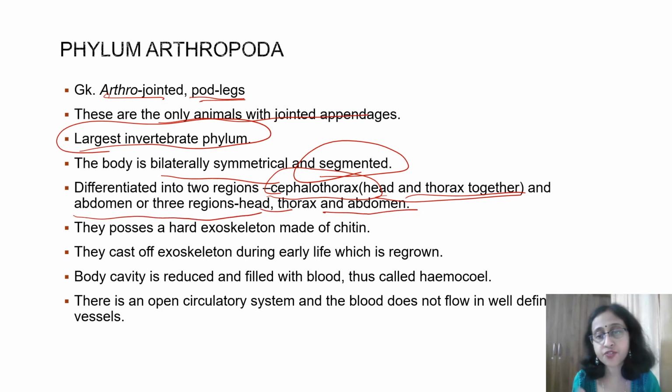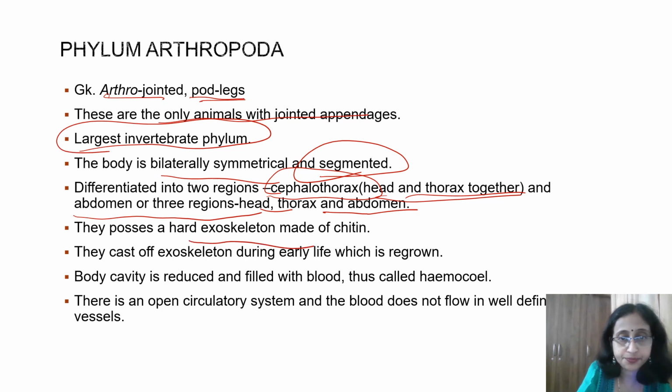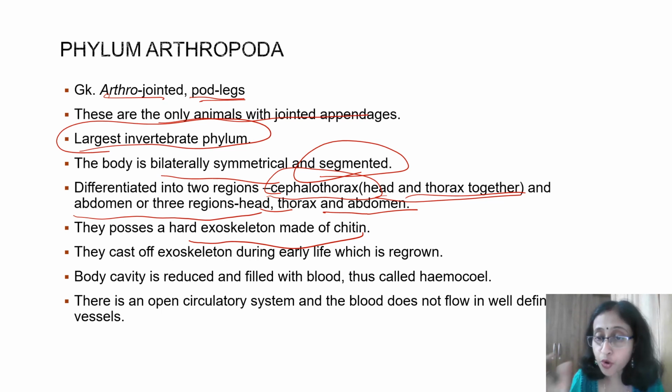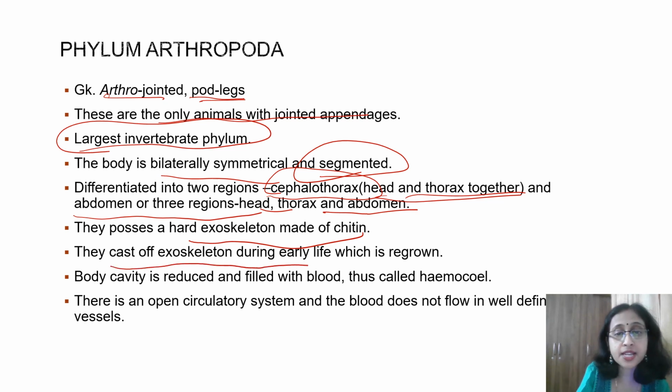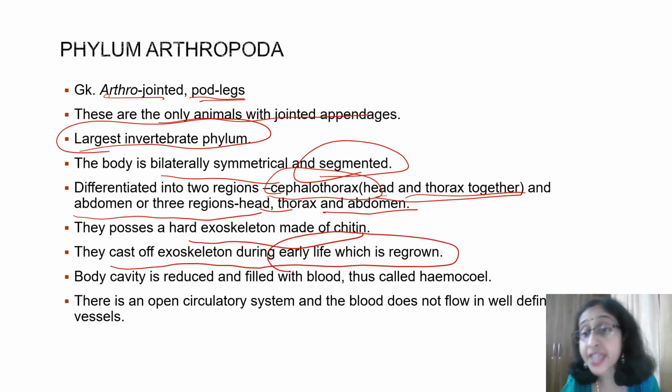So two categories we can see: the cephalothorax, that is the head and thorax together, plus the abdomen, and if we take the abdomen separately we have three regions, head, thorax and abdomen. They possess a hard exoskeleton made of chitin. The body is covered with a hard exoskeleton made up of chitin, and they cast off the exoskeleton during early life. That is, they shed the exoskeleton during their early life, and it is regrown after.